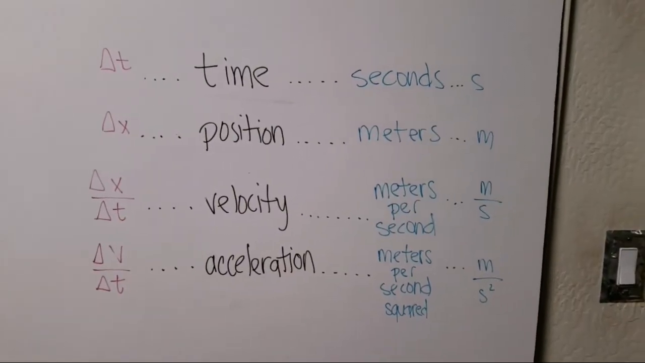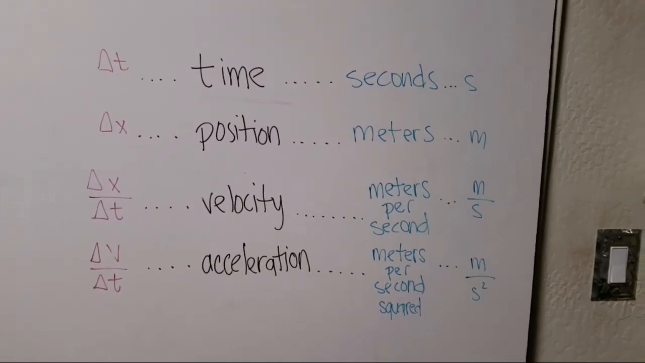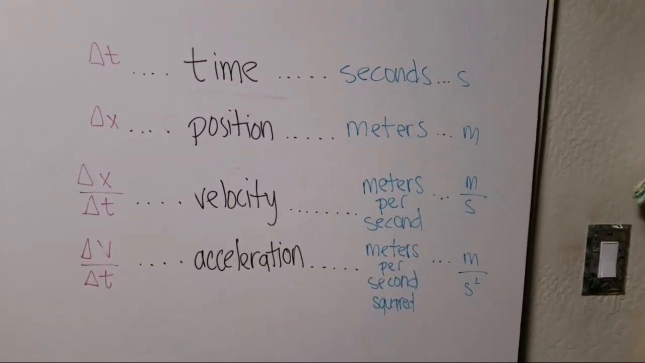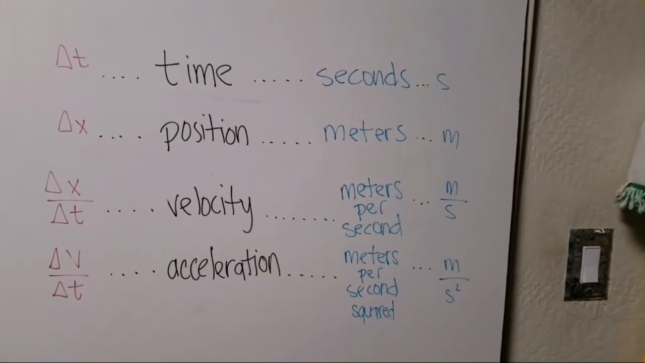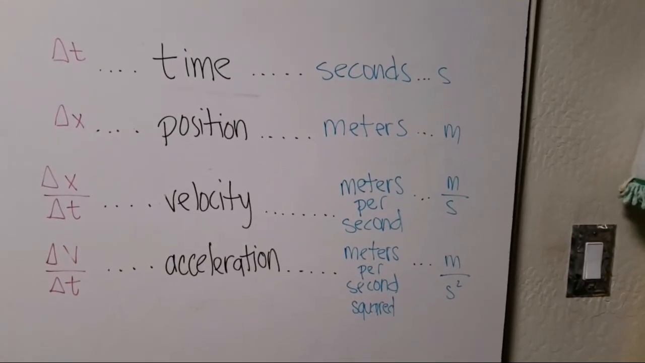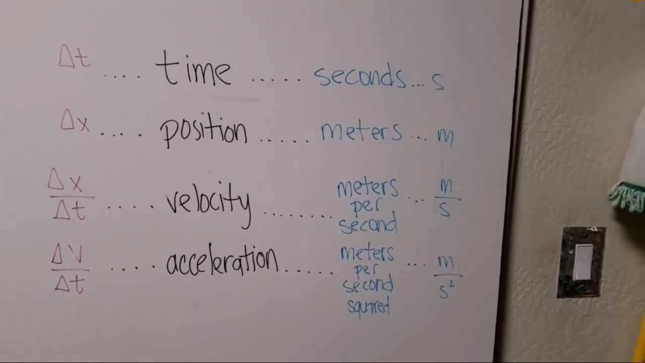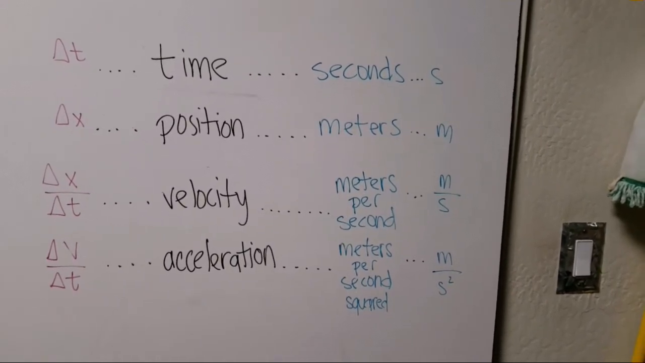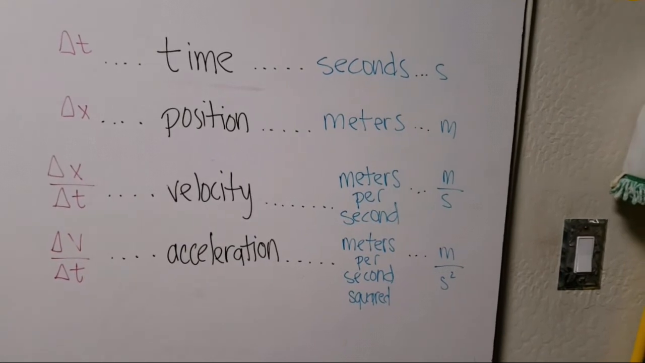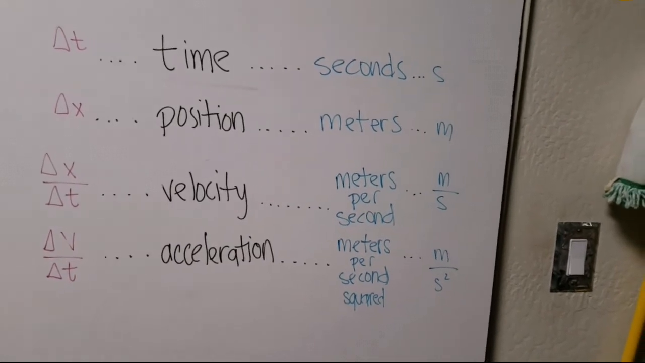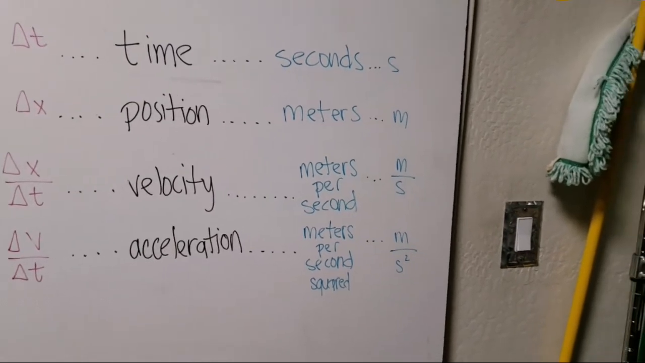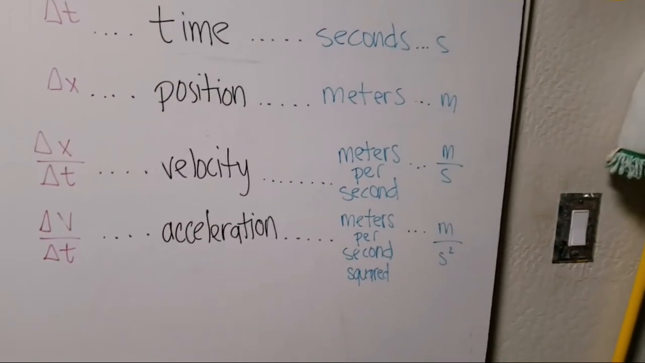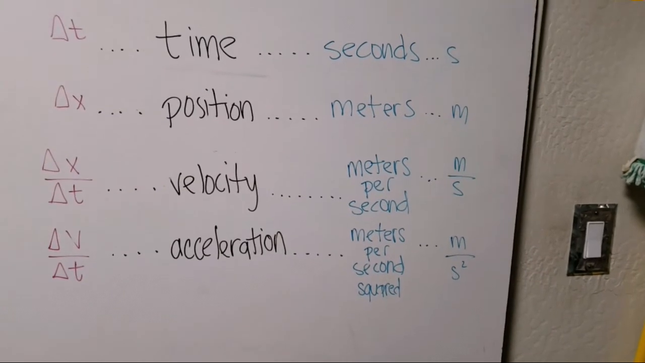Okay, so what we have here is the same table we saw before, except you can see on the left I've added some symbols in red. The triangle is a capital delta symbol, and in mathematics it essentially means change in. So, as you can see, the one associated with time is the change in time. The one associated with position is delta x, so change in x.